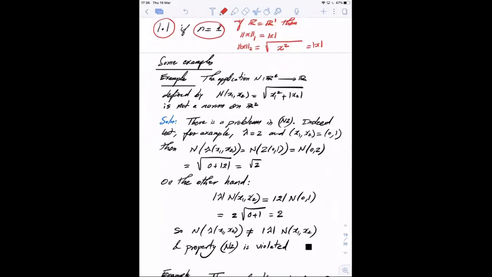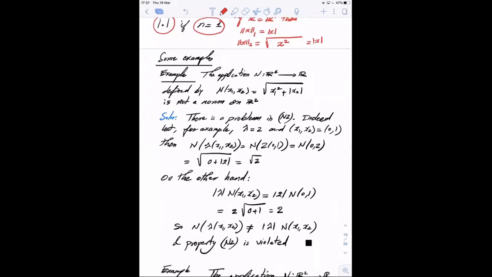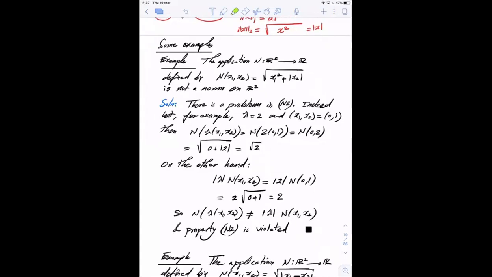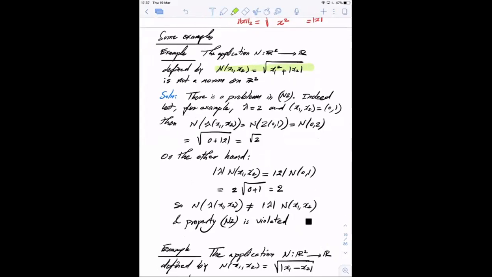Now, let me give you some examples. I will try to explain some of them, and I will leave the others as an exercise. So we start with the first example. The idea is to check whether these applications are norms on Rn or not. The first application is defined by n of x1, x2 equals radical x1 squared plus absolute value of x2. To show that this is a norm, you need to verify N1, N2, and N3. Once one of these properties is not true, then the application is not a norm.